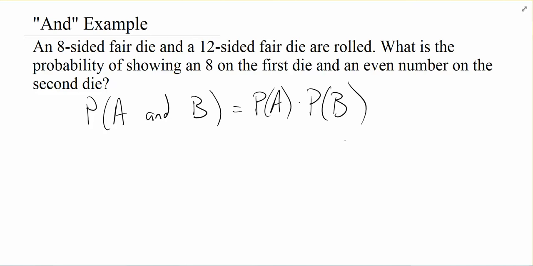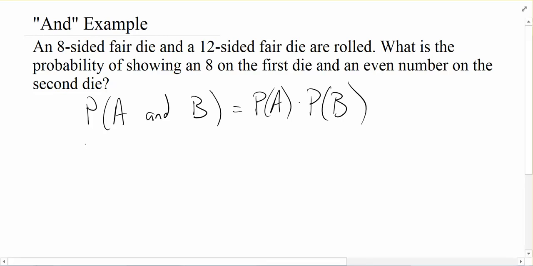So in this particular problem, we have an 8-sided fair die. So this is a die that has 8 different numbers on it, the numbers 1 through 8. And we've got this 12-sided fair die, so it's got the numbers 1 through 12 on them. And we want to know what's the probability of getting an 8 on the first die and an even number on the second die. So we want to look at those events, find the probability of each individual event, and then multiply them together. That's our game plan.